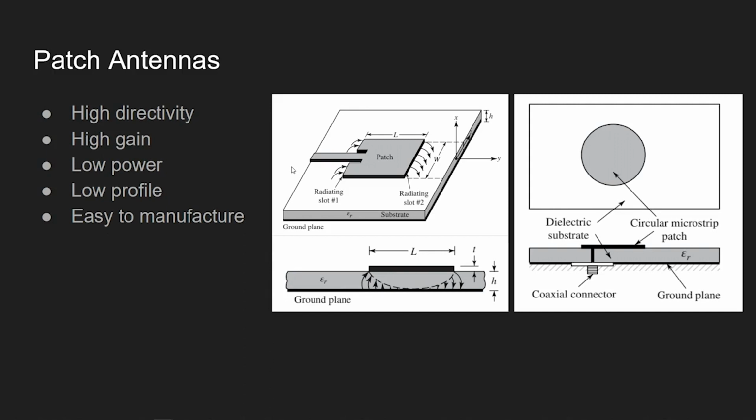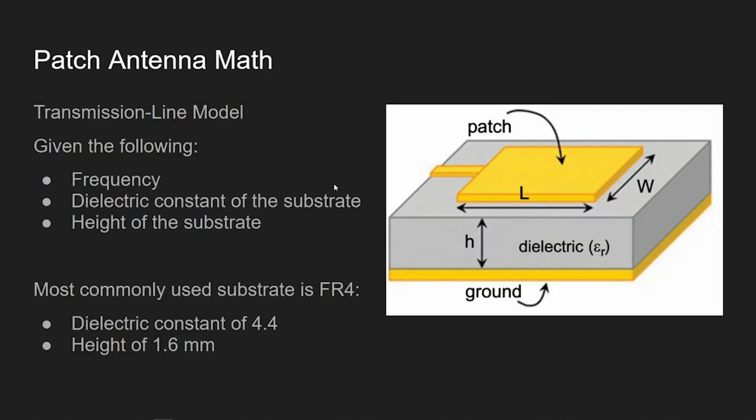This section will cover how to mathematically calculate width and length of the patch, as well as the feed point of the SMA connector. We will be covering the transmission line model, which is the easiest to calculate, but is slightly less accurate compared to more complex models that require the use of very powerful simulation computers. It does, however, get relatively close to the required design and requires only a few small changes to get desired results. We will be given a frequency, dielectric constant of the substrate, and substrate height.